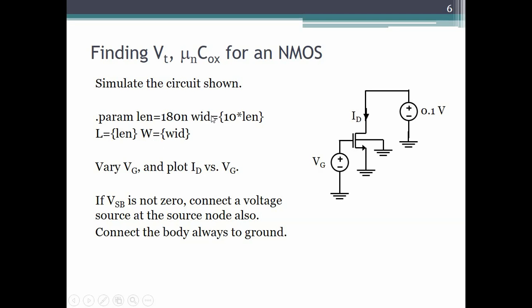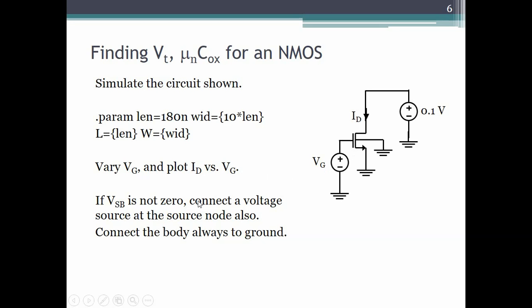So here is what you'll put this circuit in SPICE and in the netlist. You'll vary VG and plot ID versus VG. You'll vary VG from probably 0 to 1 volt or 0 to 2 volts. You decide what is required for the purposes, and you simulate it. So you do a .DC analysis and you plot ID versus VG.